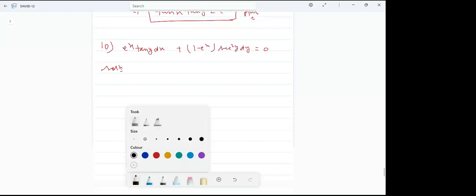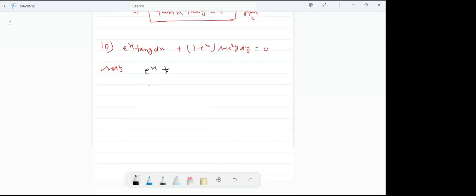So we have e to the power x tan y dx equals to minus (1 minus e to the power x) sec square y dy. So bringing all x terms with dx and all y terms with dy, we have e to the power x dx over 1 minus e to the power x equals to minus sec square y dy over tan y.